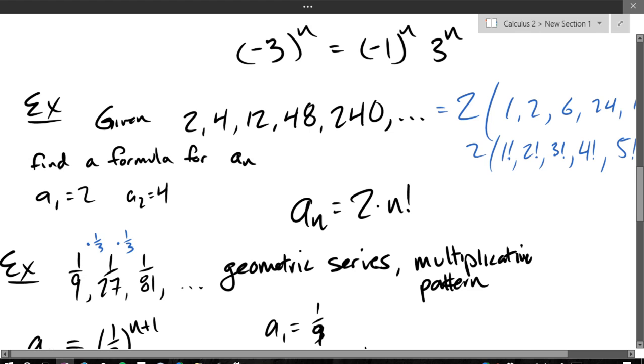If it stopped at 240, it wouldn't make sense to ask converging or not, because you just have these five numbers. That's it. But if it goes forever, are the terms eventually getting close to a single value? So that's convergence.